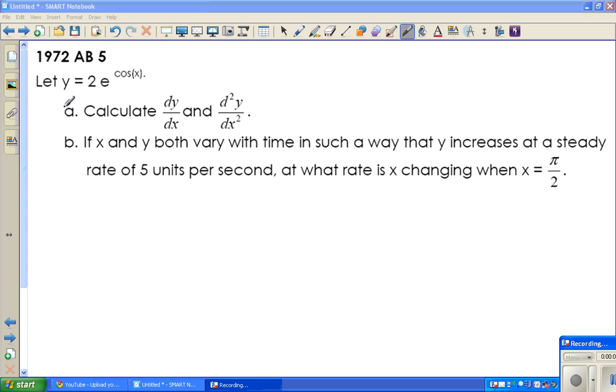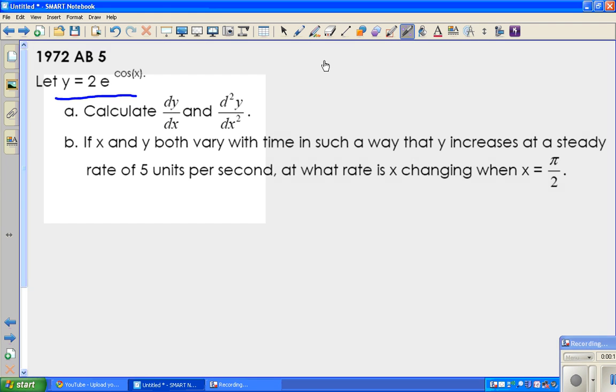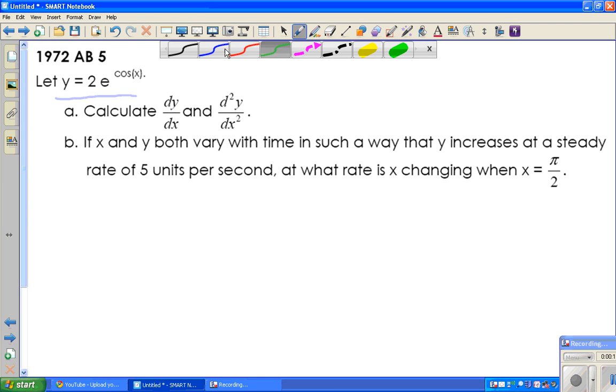Now, let us look at this one together. So this is the given equation, and we want to find the first derivative, and then the second derivative.